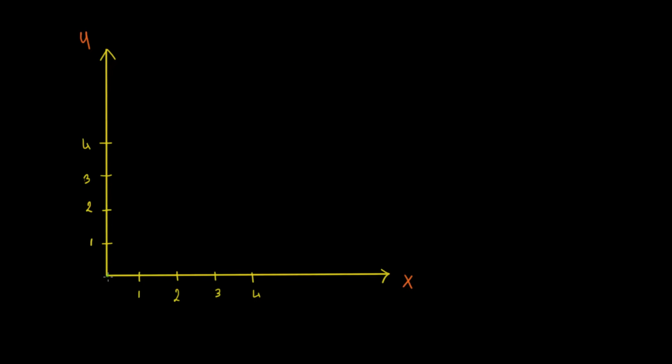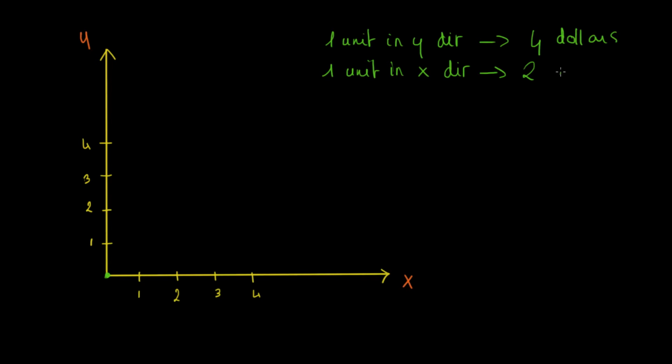Let's say you're here, right there, at the origin of those two perpendicular axes. Now I'm telling you that by going 1 unit in the y direction, up north, I give you $4. The same way, by going 1 unit in the x direction, going east, I give you $2.